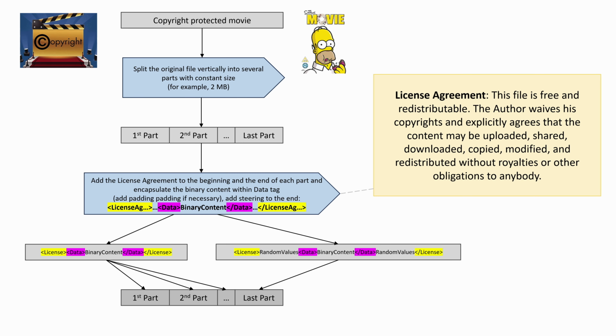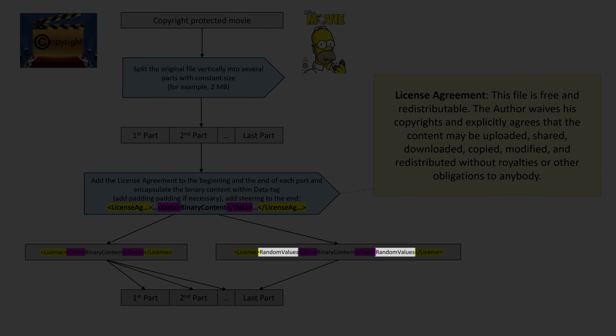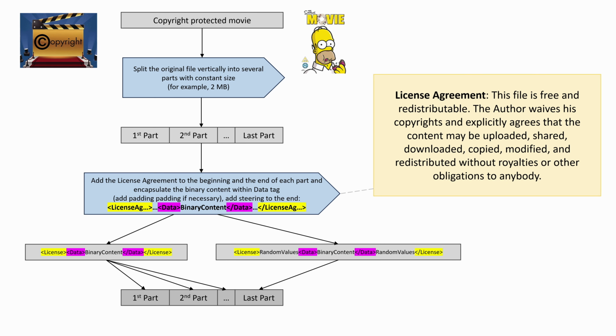For example, in the case of a video of size 893 MB, the last part is only 1 MB. But this is easily solved by inserting padding before and after the 1 MB of data. Finally, we optionally can encrypt the entire 2 MB piece using a symmetrical encryption algorithm.